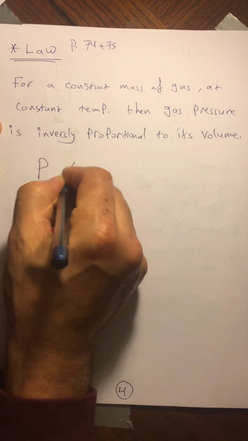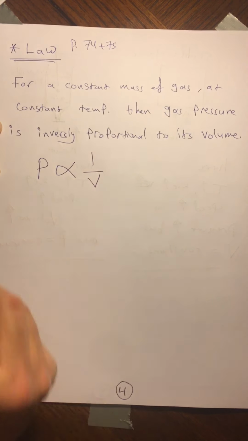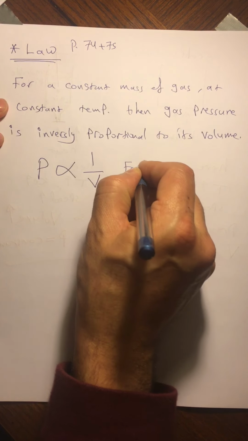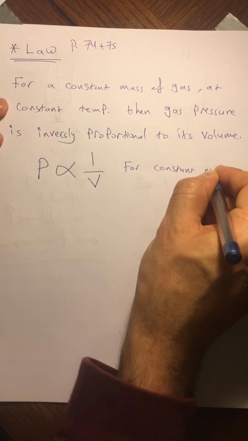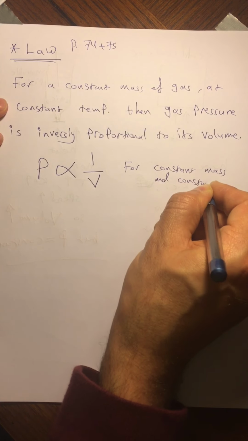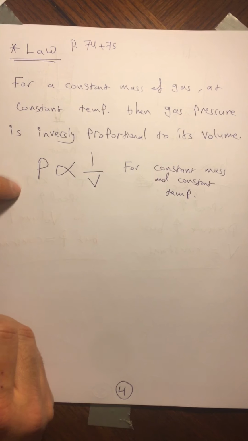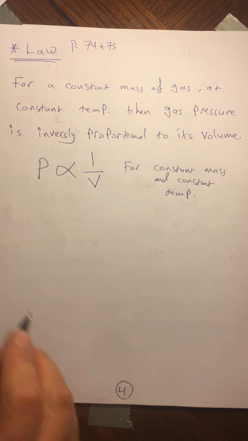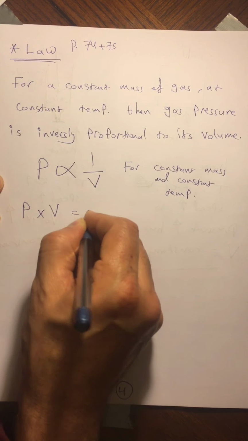This means pressure, if you remember, this is directly, but when we write it this way, it becomes inversely. So pressure is inverse to volume for constant mass and constant temperature of a gas. What do we mean by inversely proportional? It means if one increases, the other will decrease at the same rate. So pressure times volume is equal to a constant.